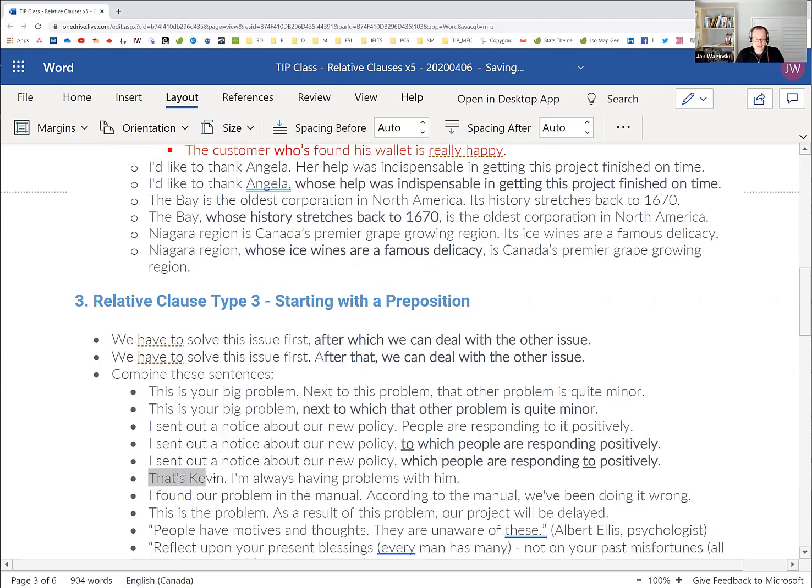That's Kevin. I'm always having problems with him. This one's going to be a little bit different, just a little bit, because it's a person.